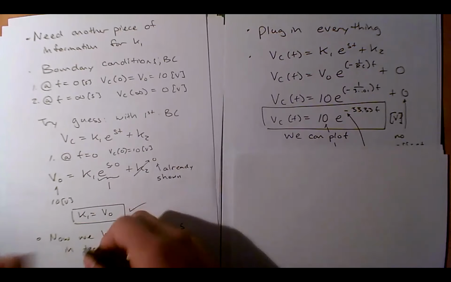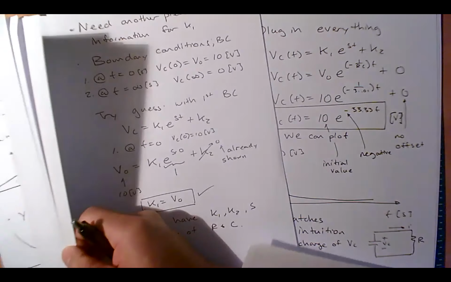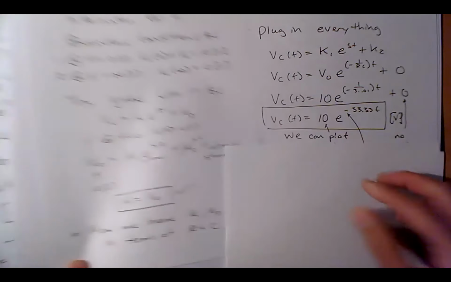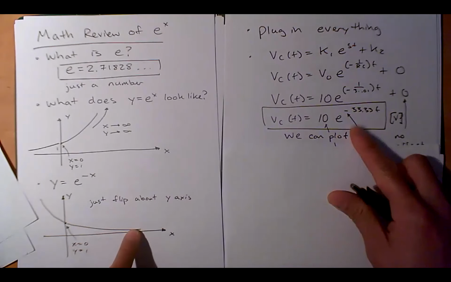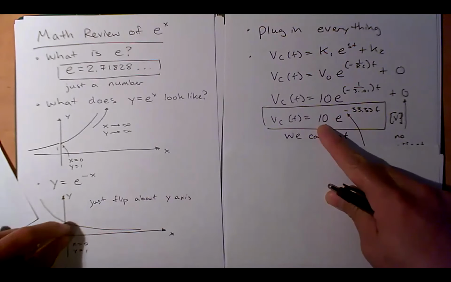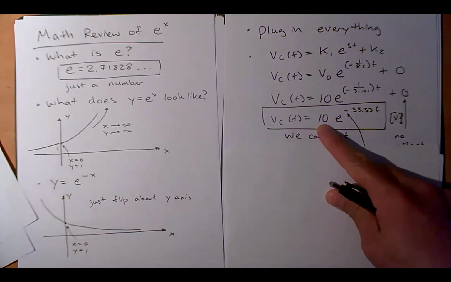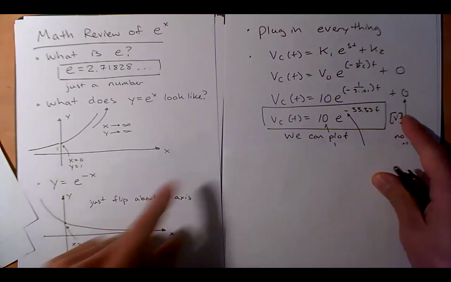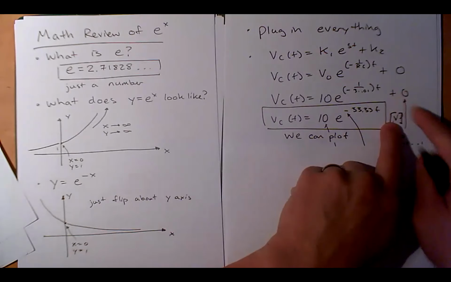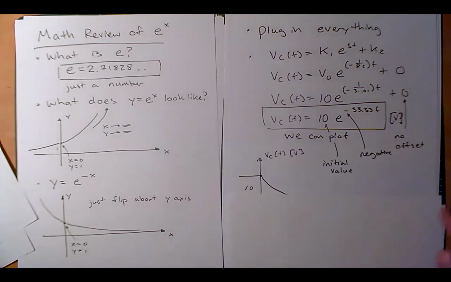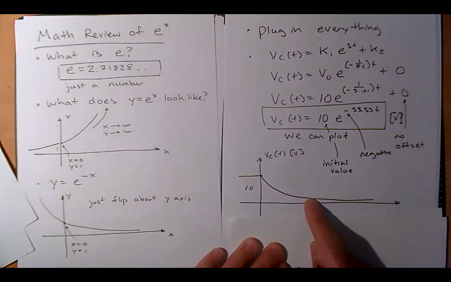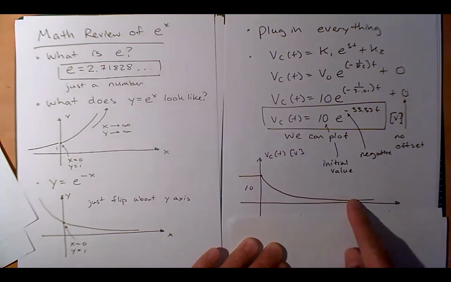Remember, if we go back to our review, a negative exponential, e to the minus x, is going to have this decaying shape. This point here is the initial scaled point, 10. And because we don't have any added part here, it's not translated up or down. So we get the plot we were looking for, which we intuitively figured out. So that's kind of nice.